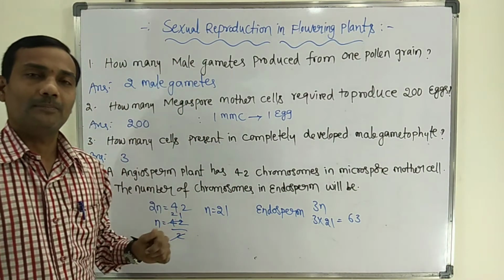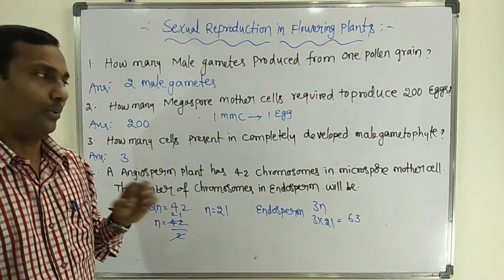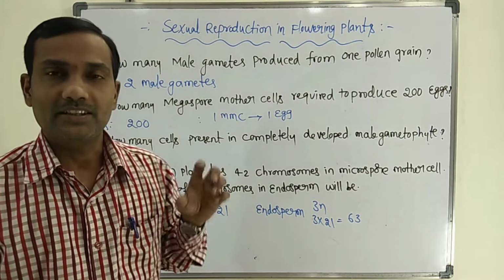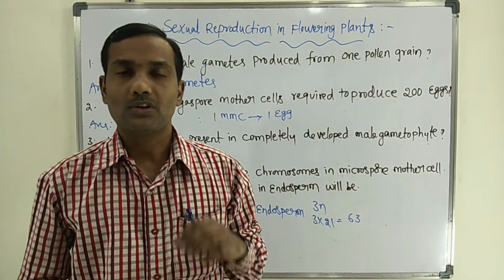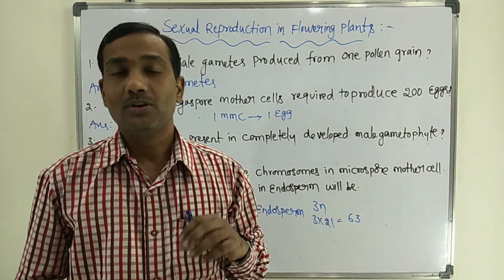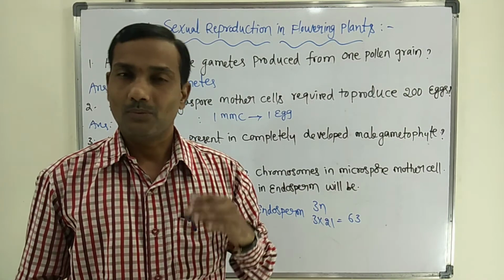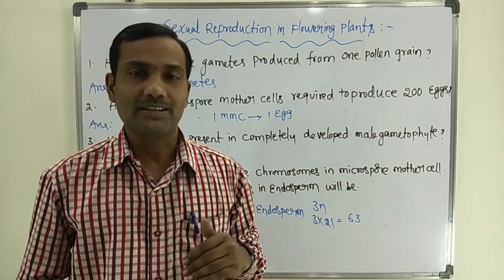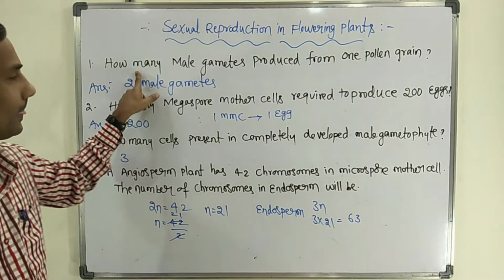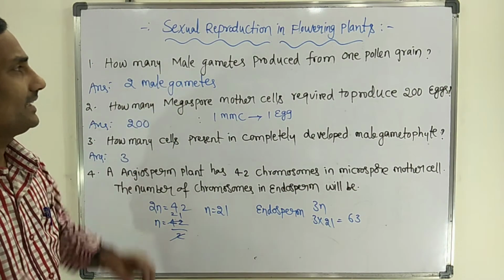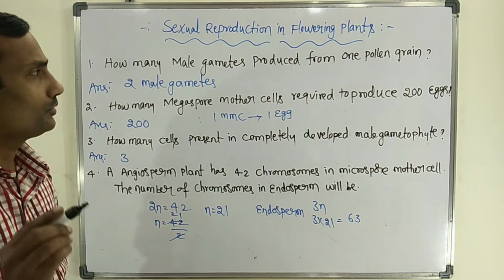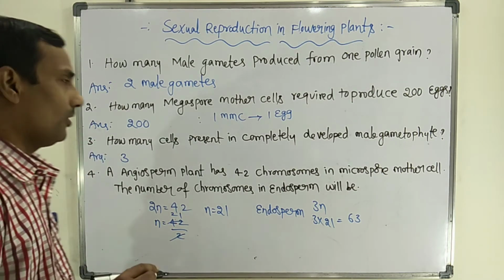The topic is sexual reproduction in flowering plants. In this chapter, we are going to learn different types of numerical questions given in previous competitive exams. The first question: how many male gametes are produced from one single pollen grain?